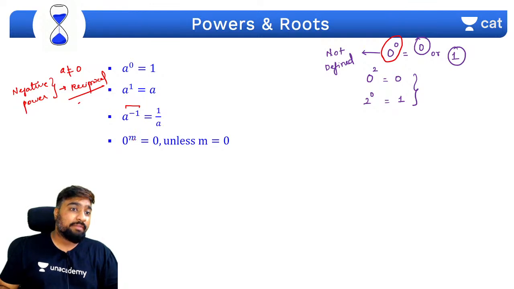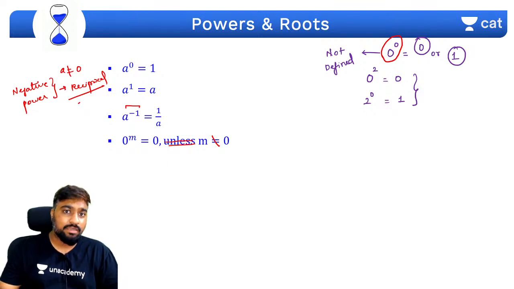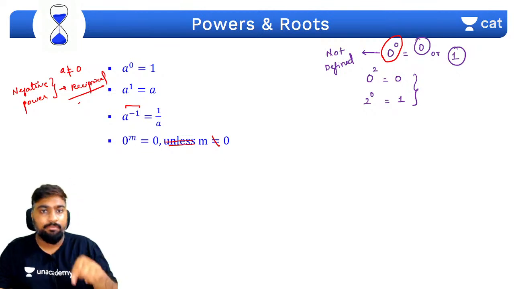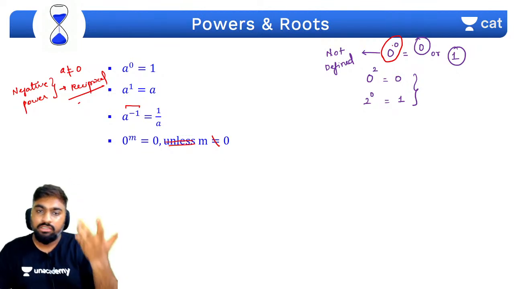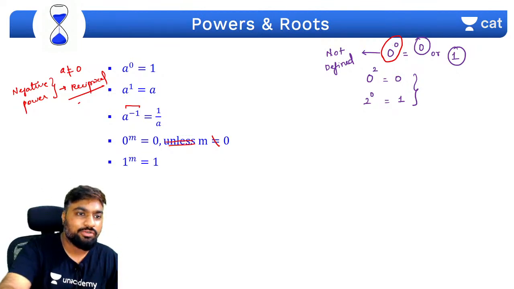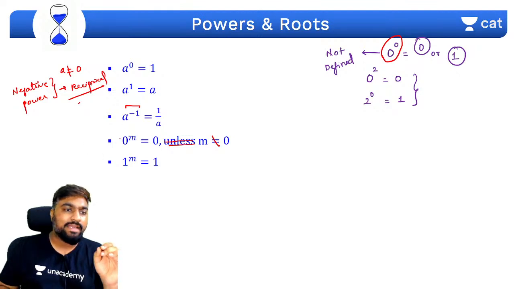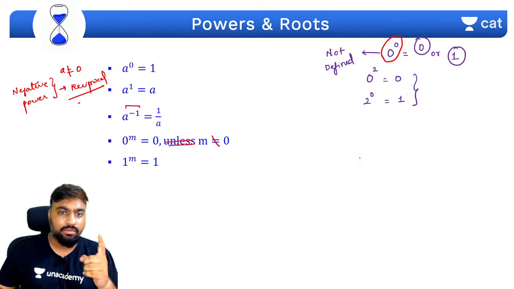0 raised to the power m, right? 0 raised to any power will be 0 unless m is equal to 0. Are you getting this? This basically means, let me rewrite this properly, m cannot be equal to 0. If m is equal to 0, then you go back to the same part, 0 raised to the power 0, which is not defined. It could be 1 also, it could be 0 also. Otherwise 0 raised to any power, positive, negative, any power will be 0, correct?